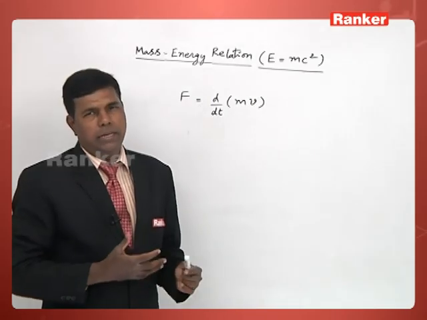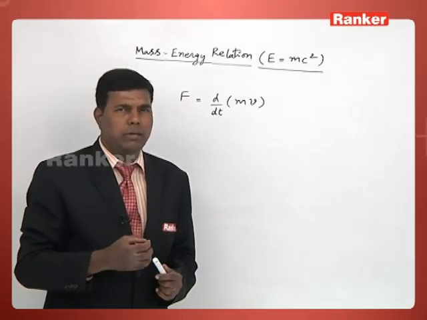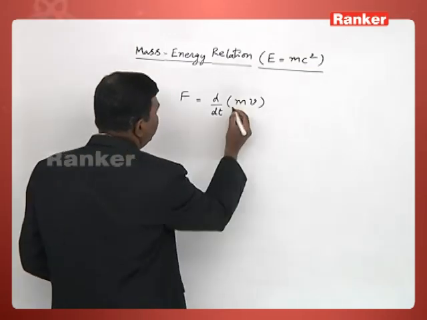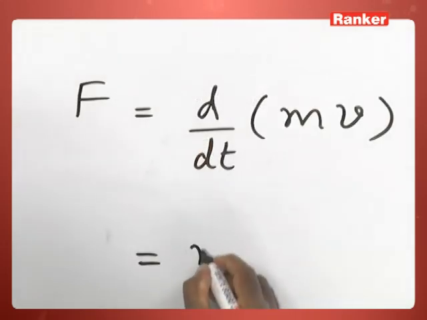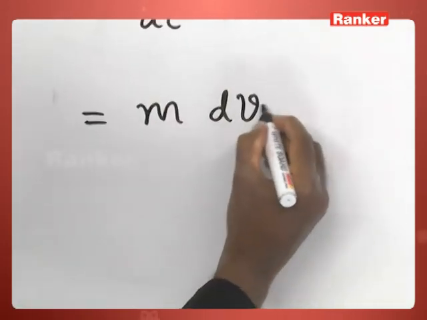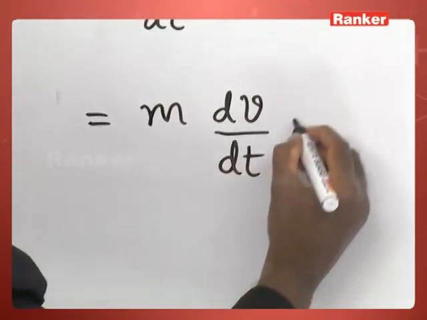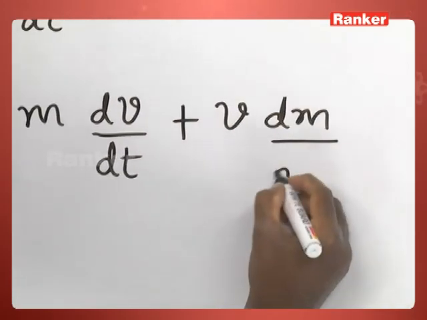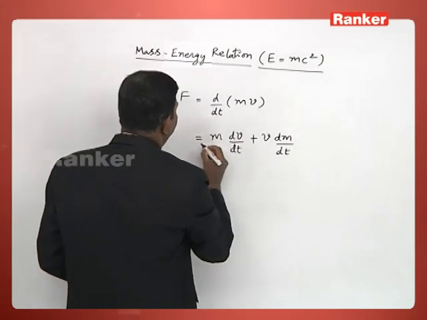So in this particular case, we are taking mass also as a variable, so that this expression d by dt of mv can be written as m dv by dt plus v dm by dt. That's the expression for the force.